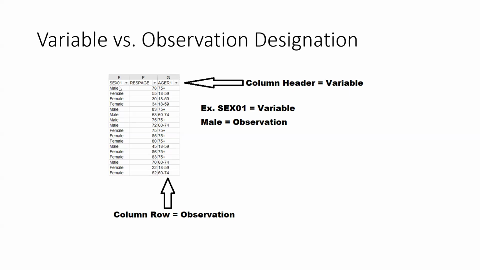And each one of these variables contains observations. So sex1 has observations male, female, so on and so forth. Rest age has observations 78, 55, 30, and age R1, 75 plus, 18 to 59, 18 to 59. So the uppermost portion of your data sheet, these are variables. And as we go down, these are observations, okay?